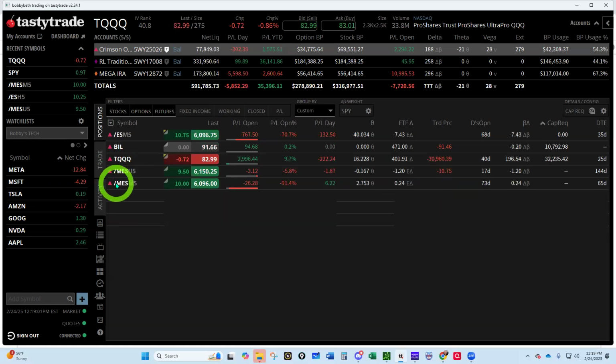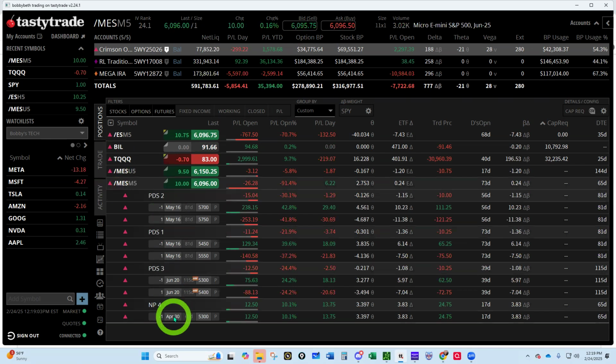Let's see how our 111's doing. Naked put there, we're up 10% on it. Look, 12.50. So it's up $13.75 today. So we were in the hole on this after Friday. So I think everything's looking really good.